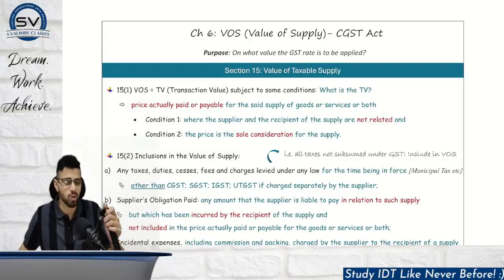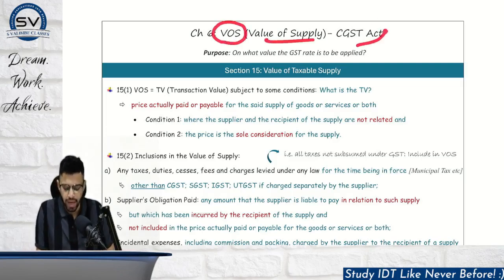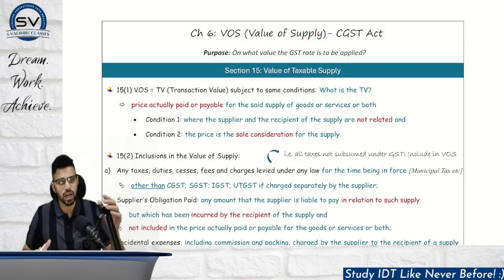Studies and preparations are going on in continuation to our revision series for CA Final IDT in complete 100% English. We are starting with our next chapter, chapter number 6, value of supply, right? The entire playlist has been created. Chapters 1 to 5 are available in that particular playlist. Ensure you are watching that before proceeding to chapter number 6.